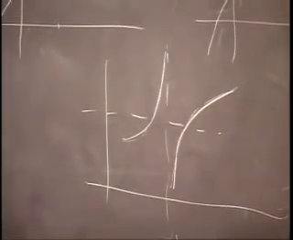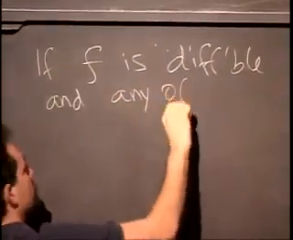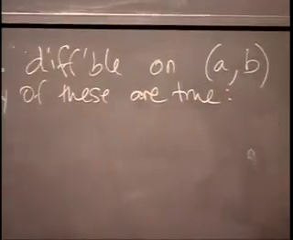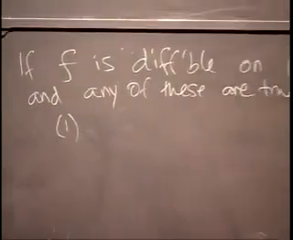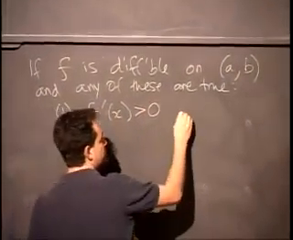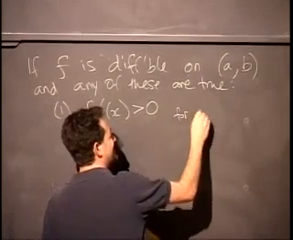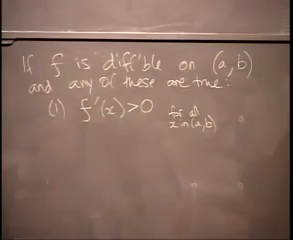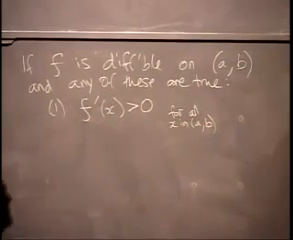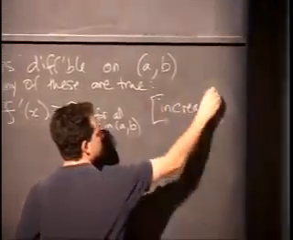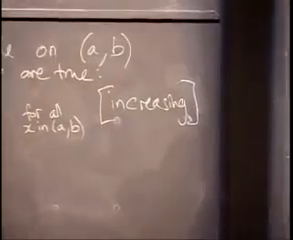It has to be differentiable on the entire interval. So if f is differentiable on an entire interval and any of these are true, and I'm going to give you 4 things that are quite similar. One is that the derivative is always positive, for all x in the interval. So if the derivative is always positive, you should think of this curve as always increasing. So that's good.